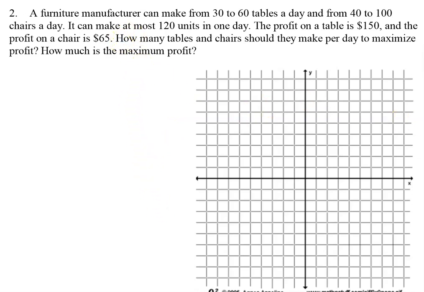So the first thing we normally do is these problems are always going to involve normally two different products. And so our two products in this problem will be tables. So I'm just going to let the x variable equal tables. And let's get a little more specific. Since we're making tables, we'll say number of tables produced.